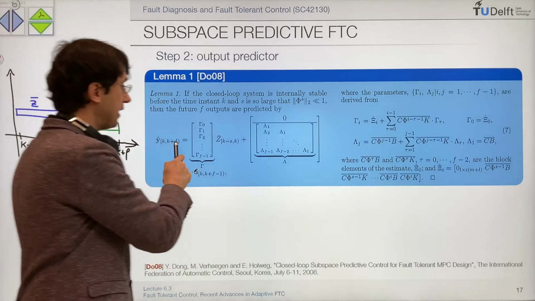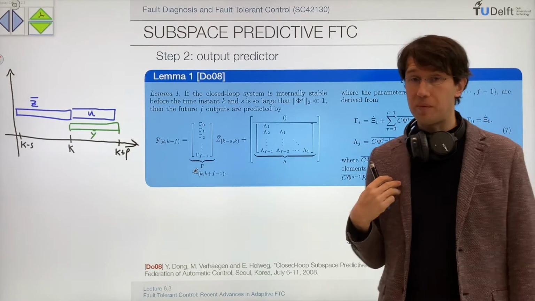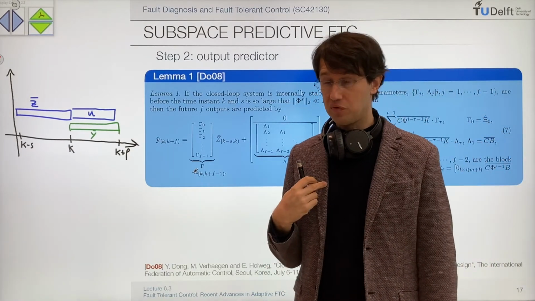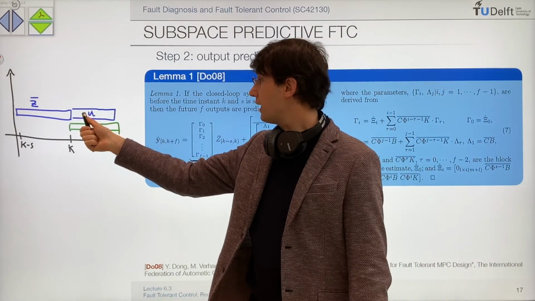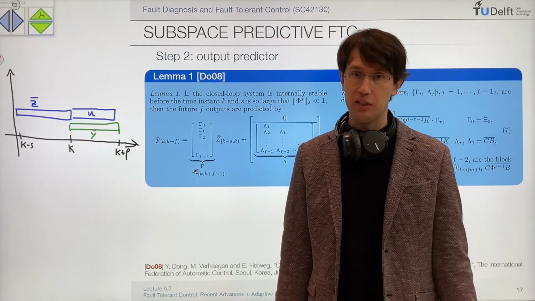The thing that makes this equation useful and computable is that from a control design point of view, the input u in the future is something that I know because I'm computing it.